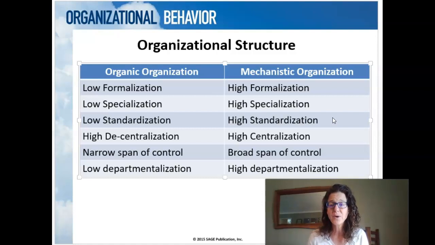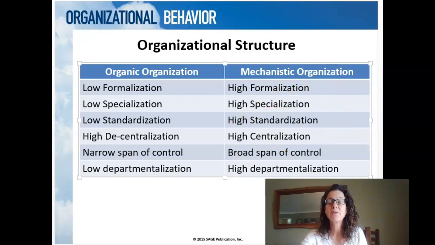It is highly formalized and highly standardized. Mechanistic organizations also tend to have high centralization of decision-making power, where decision-making power is held at the top. Think about the military. The military is a good example of a highly centralized organization where decision-making is made at the top. And this also means that there will be a broad span of control. The people at the top have many people reporting to them. They have a broad span of control.